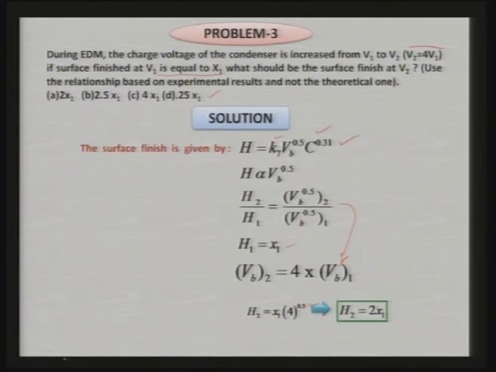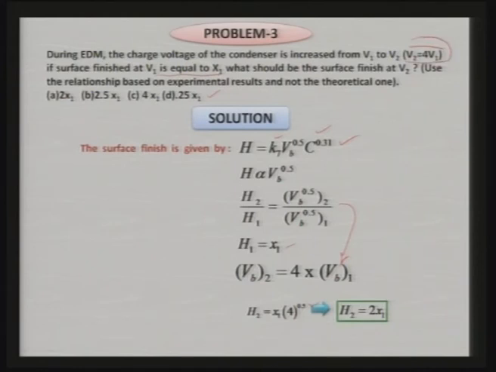This is the RA value, and if the RA value is increasing, that simply means the surface finish is deteriorating. This is quite obvious, because as the voltage increases from V1 to V2, the surface finish is going to be poorer, and that is what you get: H2 in the second case, the CLA value, becomes 2 times the CLA value in the first case, that is the V1 voltage. So, it is a simple one. So you have to write the answer as A is correct.